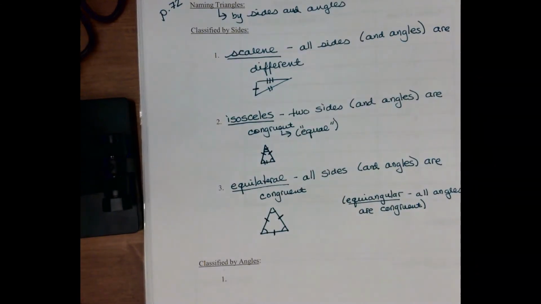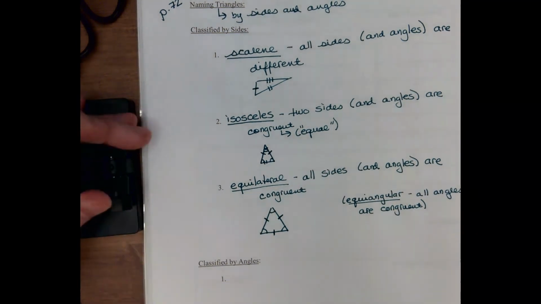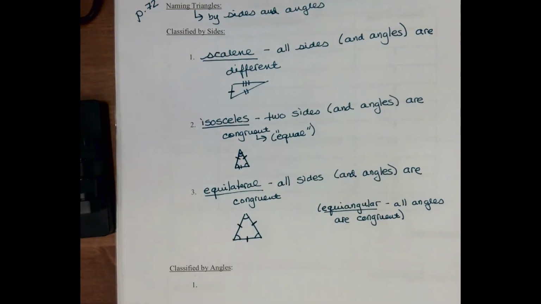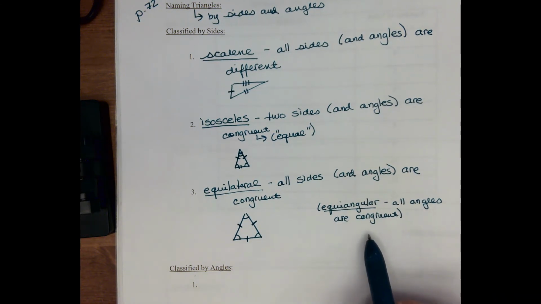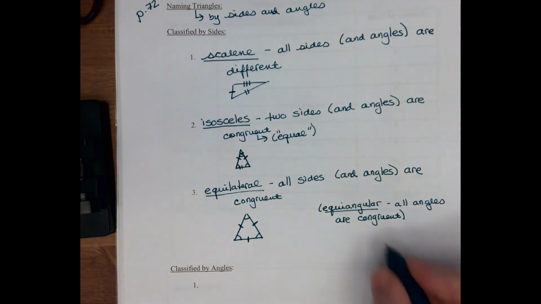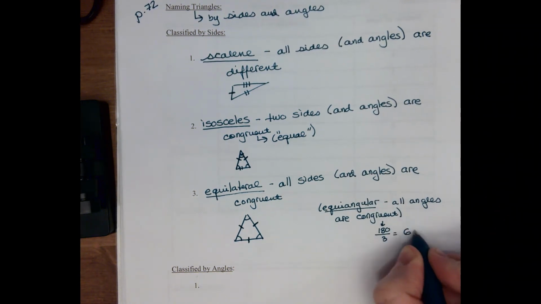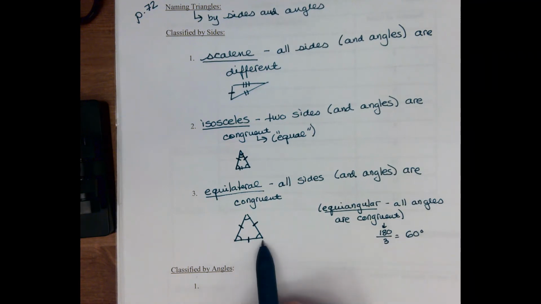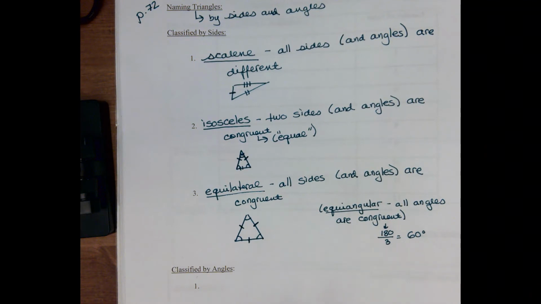If all the angles are the same, and we know that our rule with triangles is the angles always add to 180 degrees, if all three angles are the same and they add to 180 degrees, what will each angle have to be if it's an equilateral or equiangular triangle? Any thoughts? Well, if I take 180 and divide by 3, all angles will be 60. This will be 60, this will be 60, this will be 60. They're all the same, and at the same time, they're all adding to 180.